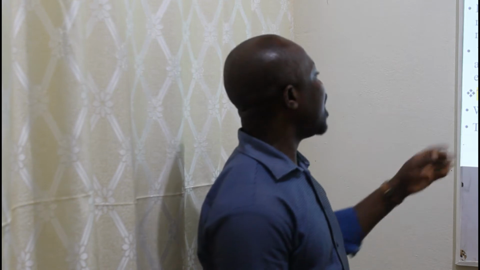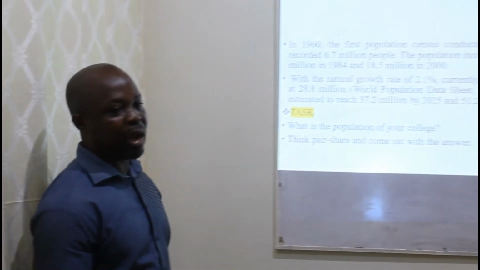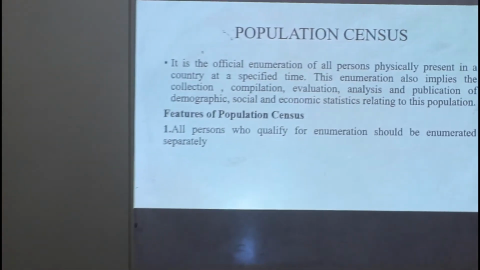Now, I'm sure, like I said, you'll be able to tell me the population of your college. In determining the population of your college, you'll be looking at students, you'll be looking at workers. People who are not permanent residents of your college will not be factored into the population of your college. So people who come there to sell in a day and leave should not be factored into it. I expect you to share this with your colleagues and share with the class.